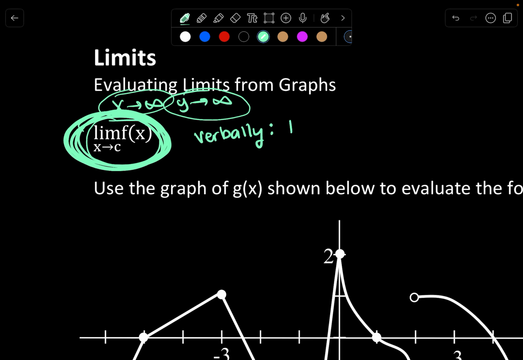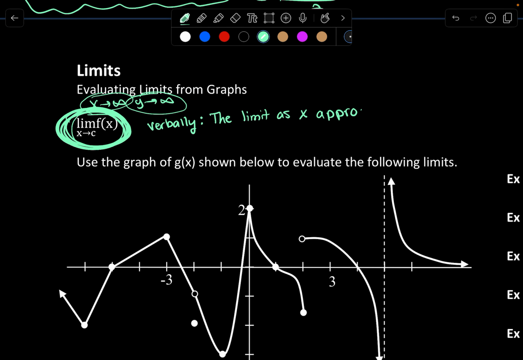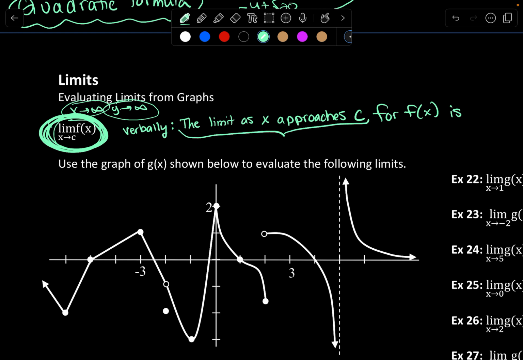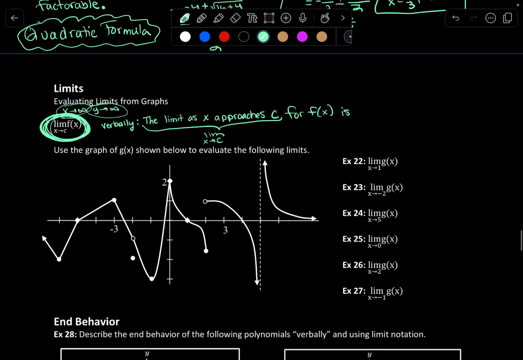But verbally it's saying the limit as x, and then the arrow means approaches. And it's the same meaning as in Algebra 2. Approaches c for the function f of x is. So all of this is read as the limit as x approaches c of f of x. And that's the notation, okay? The x approaches c goes under the limit, and then f of x is, and whatever the output is, that's what it will be evaluated as.